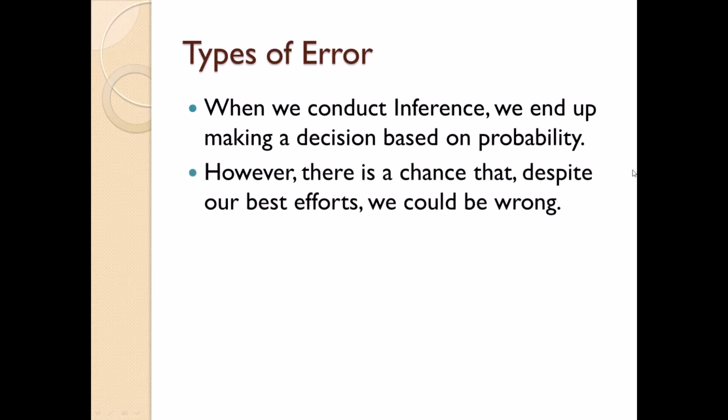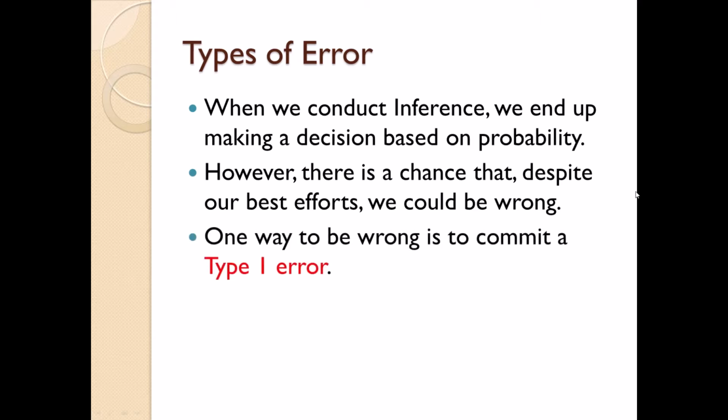Since it's based on probability, there's a good chance that our decisions will be correct because we are going to be accepting quite a lot of things probability-wise that are in our favor. But there still is a little bit of the probability that is not in our favor. So just because maybe we got a bad sample just by dumb luck, that may push us over into making the wrong decision. So one way to make a wrong decision is to commit a type 1 error.